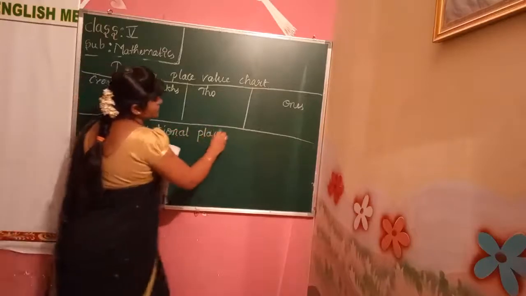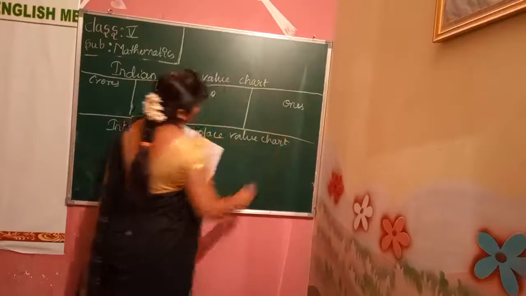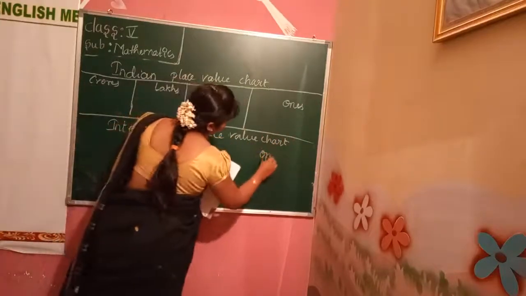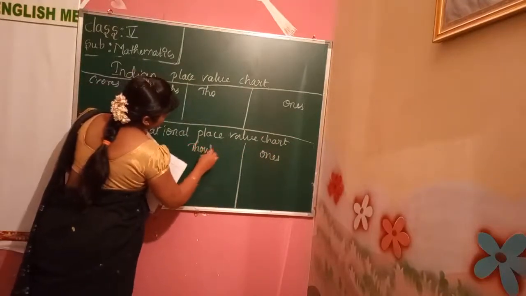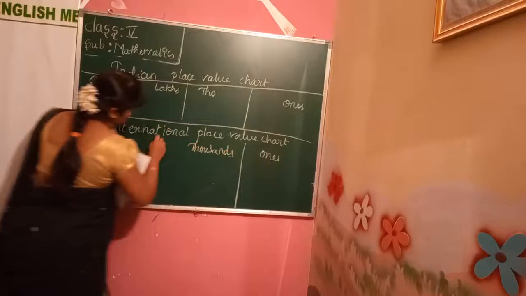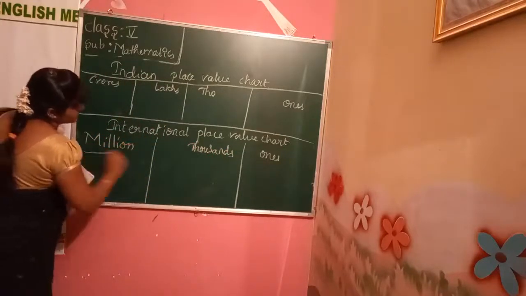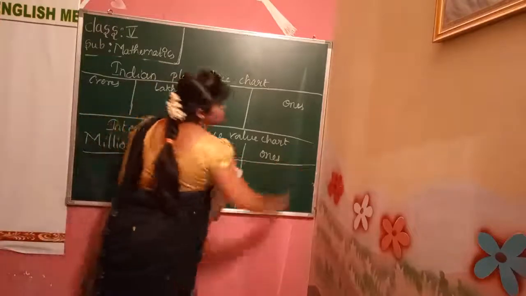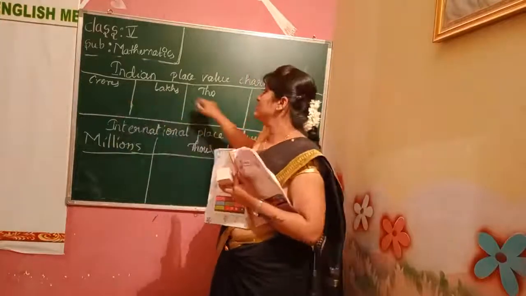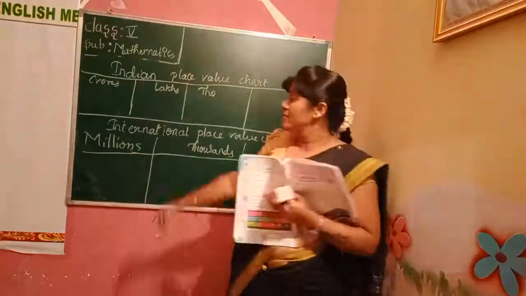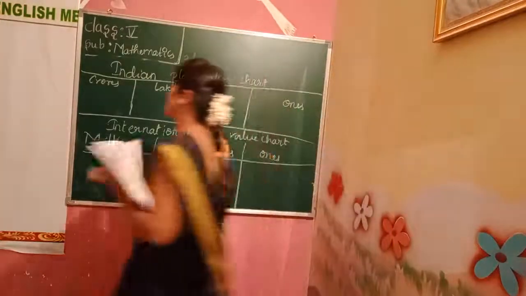International place value chart. We have ones place. Yes. We have thousands place. We have millions place. But the places are more in this. The difference you understood now? Here we have crore place, lakhs place, thousands place, and ones place. But here we have millions, thousands, and ones. Now we'll study it in detail.